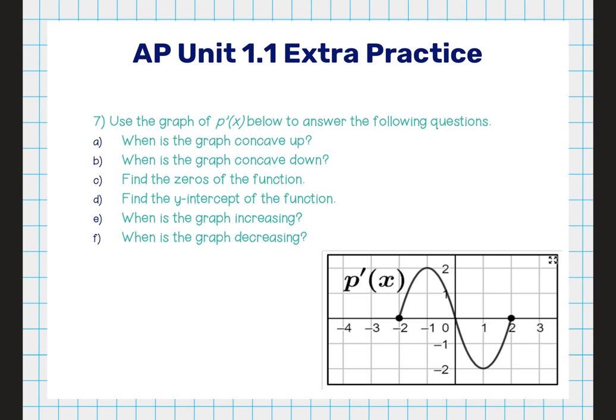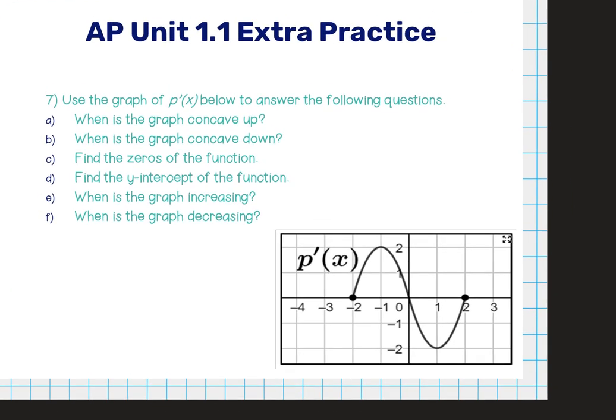Okay, so then these we got better. When is the graph concave up? It is concave up from 0 to 2. This section to this section is concave up. When is it concave down?